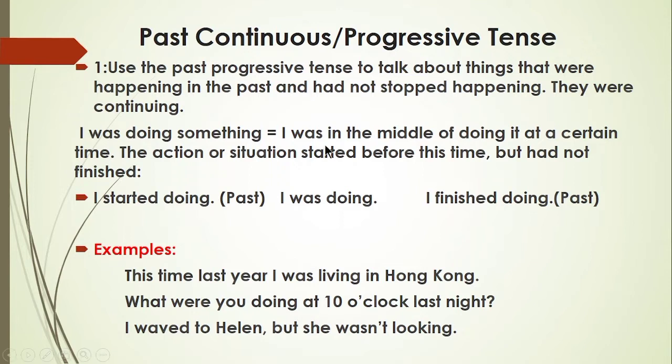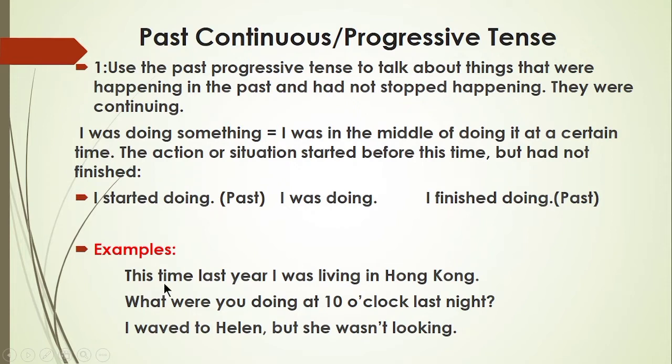The action or situation started before this time but had not finished. It means that the action started before that specific time and it was in progress in that time. Like, I started doing, it was in the past. I was doing, it remained in progress. I finished doing in the past. So remember, something starts in the past, it remains in progress for some time, and then it finishes in the past.